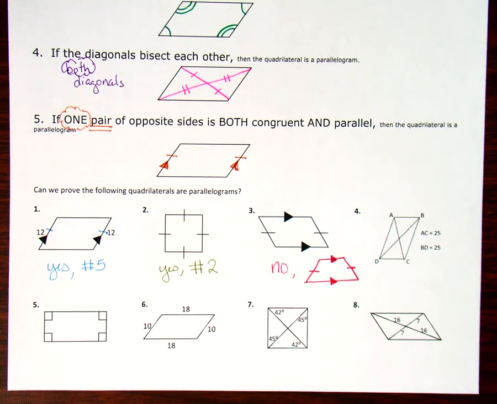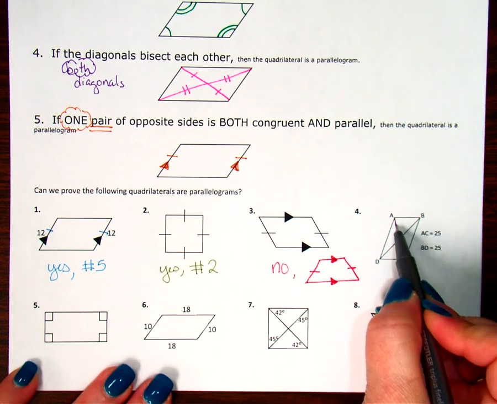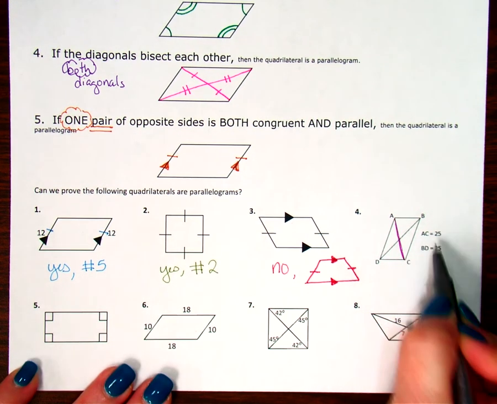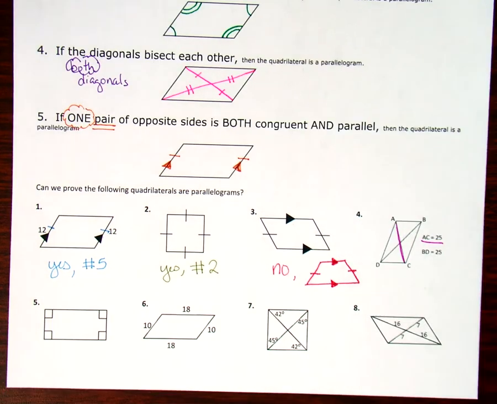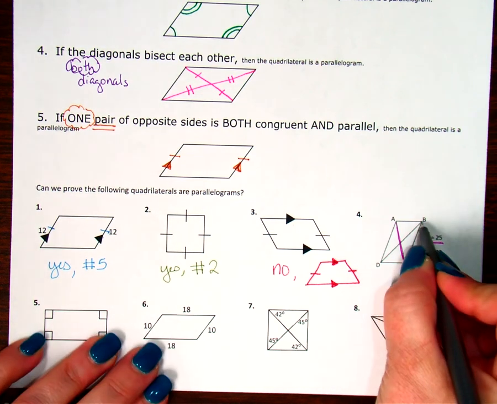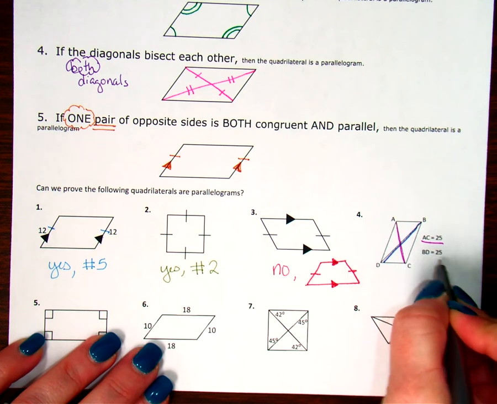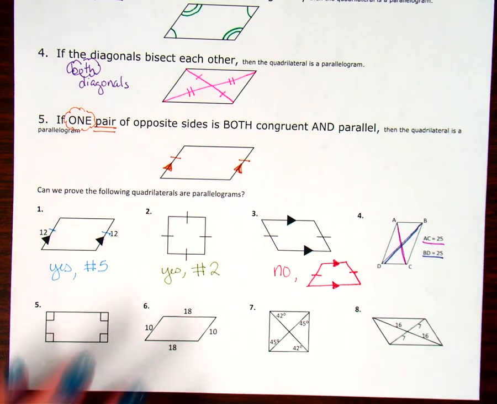Okay, all right, number 4. It tells me the distance from A to C is 25. So from A to C, that's this diagonal right here, is 25. So it tells me that whole diagonal. It doesn't tell me what's going on with that diagonal, just how long it is. And then my diagonal from B to D is also 25. So I have congruent diagonals.